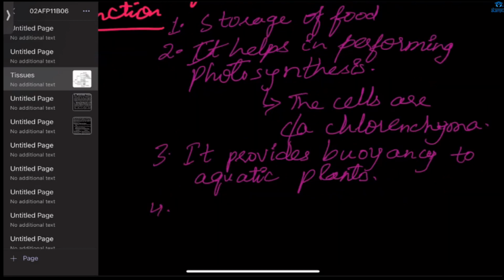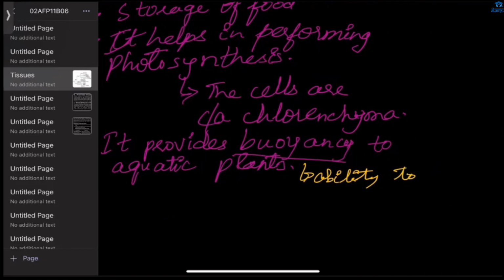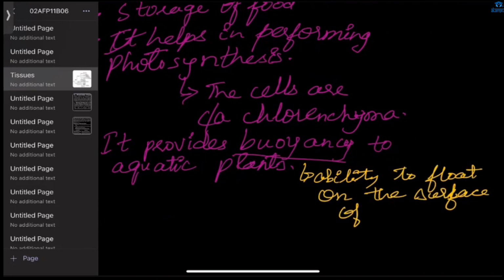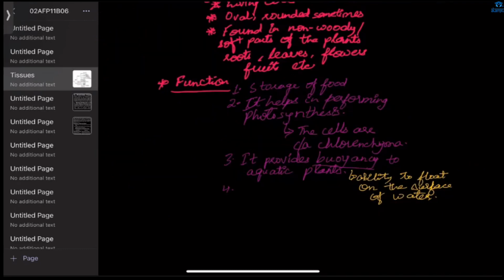Ma'am, I'm not sure, but does it have something to do with going up and down? Yeah, it is floating. It is related to floating. The ability of anything to float on the surface of water is known as buoyancy. Ability to float on the surface of water is what? Buoyancy. Now, parenchyma is done, I think.